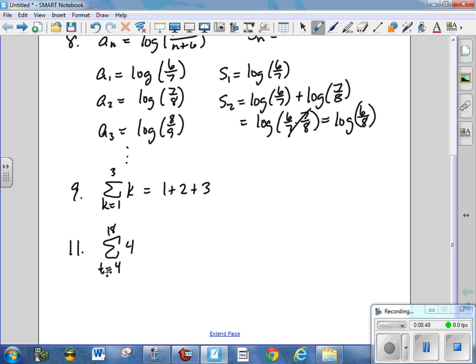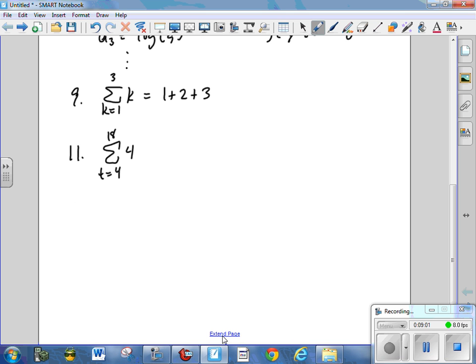So the question is, how many terms do I have? I go from 4 to 18. Is that 18 terms? Is it 14 terms? Which is it? Is it either one of those? I'm going to let you decide that. You have to figure out how to count. So think about it. If I start with 4 and I end up with 18, how many terms is that?